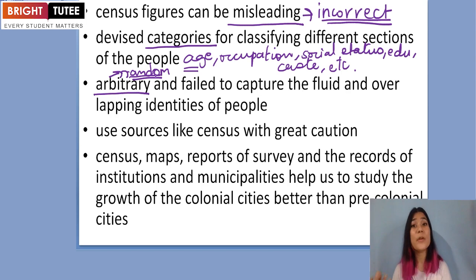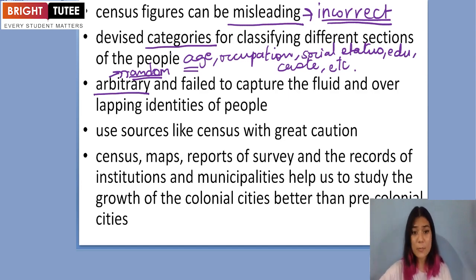So then what happens? We do not get proper information. We do not get information about how some people may have overlapping identities. Some people may have their caste categories as well as their occupation merged together, and these are not properly taken into consideration by the British officials. So that gives us incorrect information. That does not give us the correct information or the overall information. That is why the information provided by census can be incorrect and misleading many times.